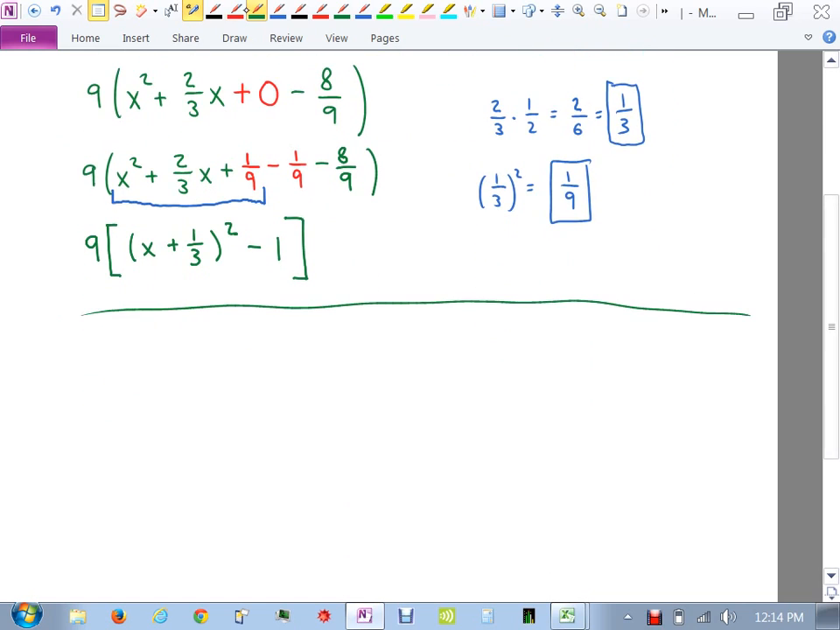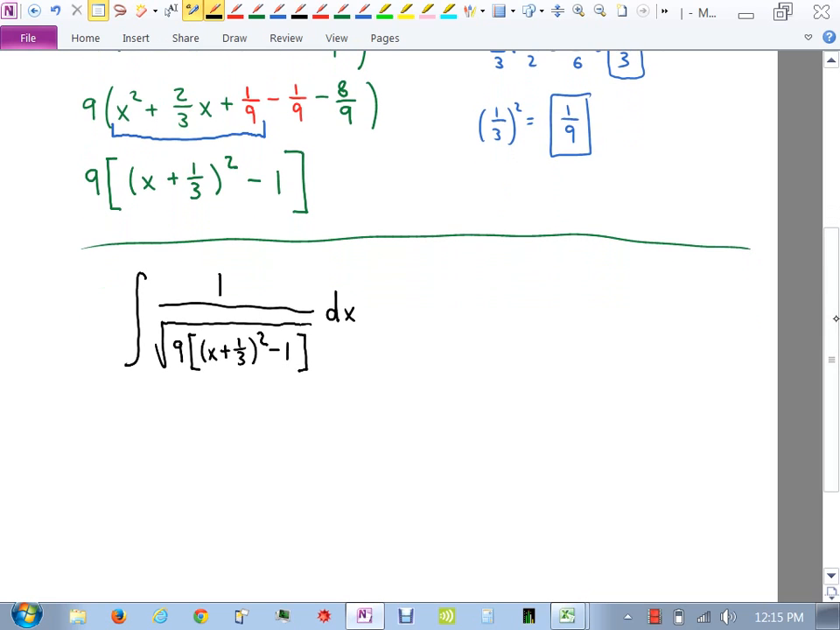Here we come. The original integral now becomes 1 over the square root of everything that I just got. 9 times bracket x plus 1/3 squared minus 1 close bracket dx. That's just the denominator rewritten, isn't it? What can I do with this 9? Bring it out as a 3 on the bottom, right? What if it was a 5? Bring it out as a root 5. And then kick it out of the integral, exactly.